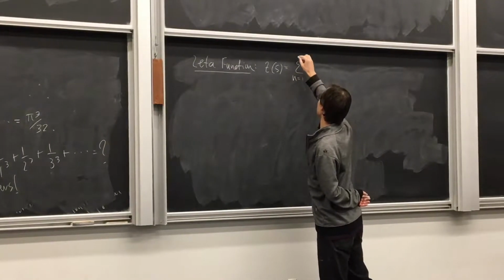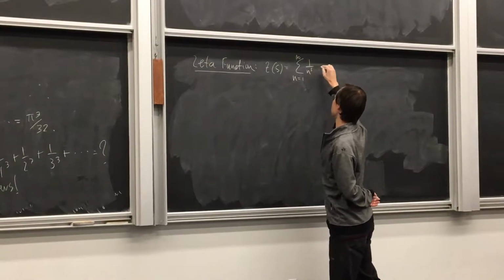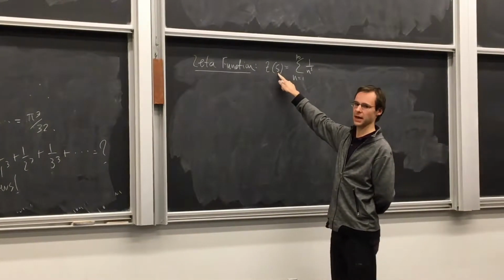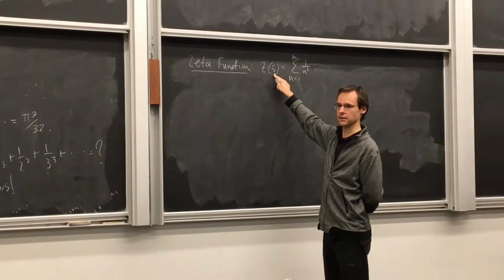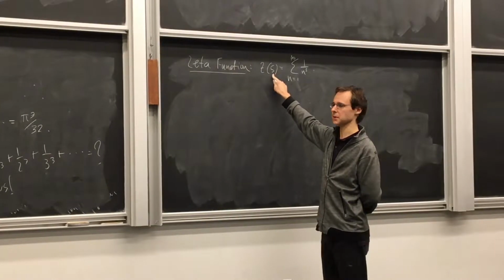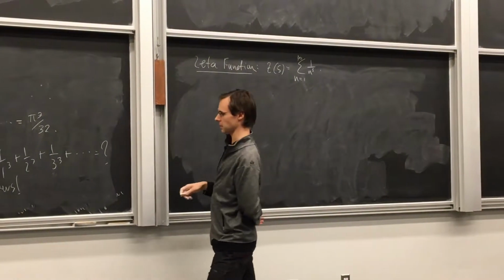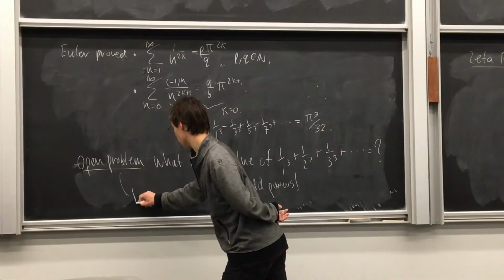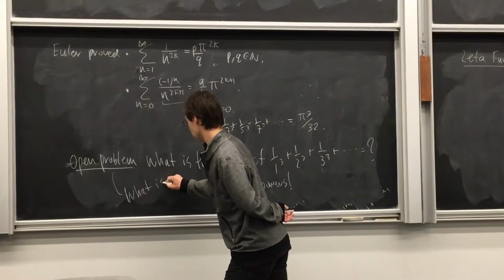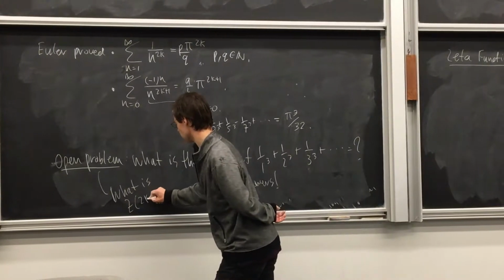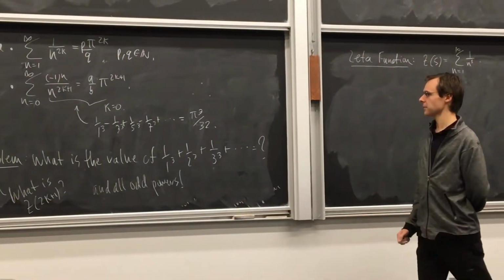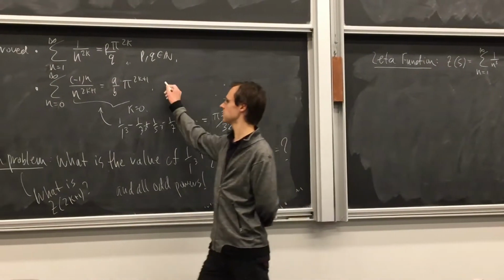Zeta of s is defined to be the sum of the reciprocals of the s powers. So we know what zeta of 2k is for an integer k. The open problem is what is zeta of 2k plus 1. Okay? So the open problem here is what is zeta of 2k plus 1. Another open problem stemming from this result.